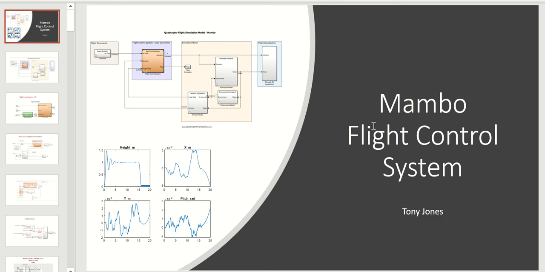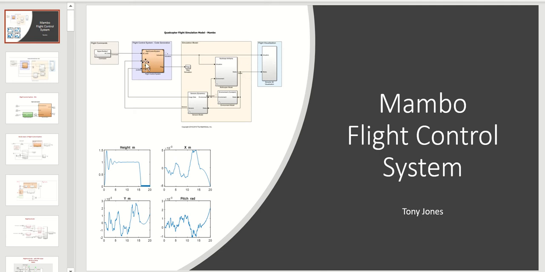Right, so this is the Mambo flight control system, and here is the block diagram that we have of the flight control system. It comprises a set point generator here, flight controller here, Simulink model of the drone here, state estimator here, and a display module here.